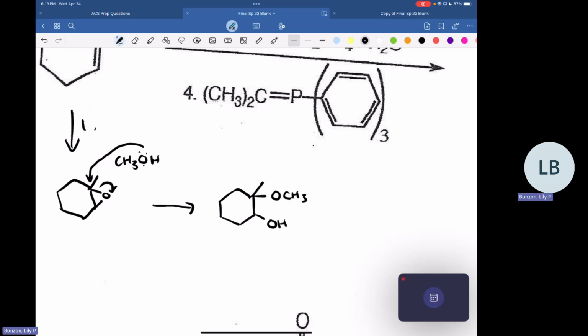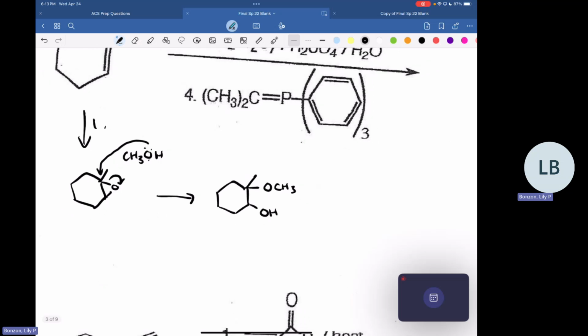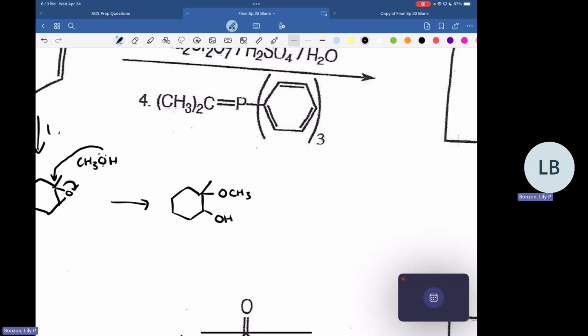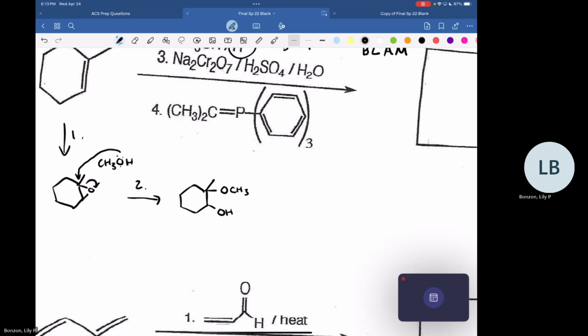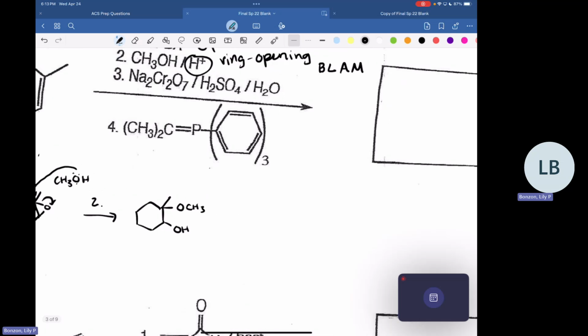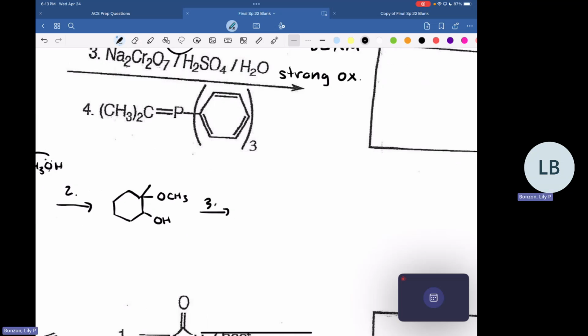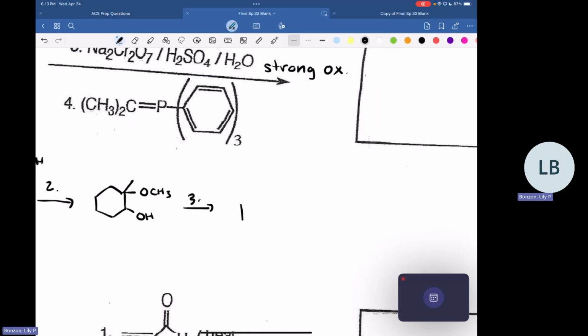And then the H+ will protonate the epoxide oxygen. So that's going to be our end product of step 2. Step 3, we've got one of our chromic acid reagents. So this is going to be a strong oxidizer. This is going to take the alcohol to a ketone or carboxylic acid. It does not affect ethers, so the ether is just going to be chilling. And since we have a secondary alcohol, it's just going to form a ketone.